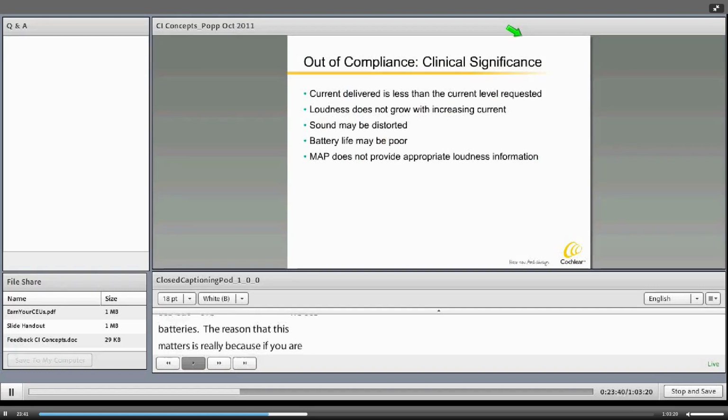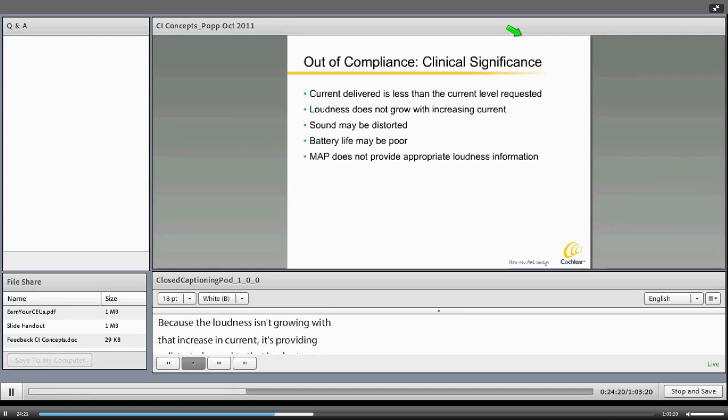The reason that this matters is really because if you are presenting on an electrode that is out of compliance, you're most likely not delivering the level that you think you are. And in some of our old systems that don't have telemetry available, that was very often the case, where we would be thinking that we're presenting at 175 units, but because that electrode was out of compliance, we're presenting something less than that, and it could be significantly less than that.